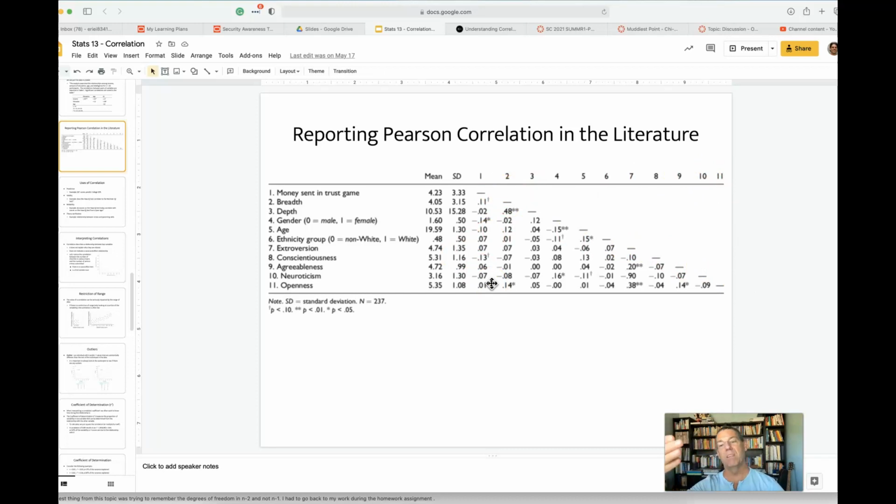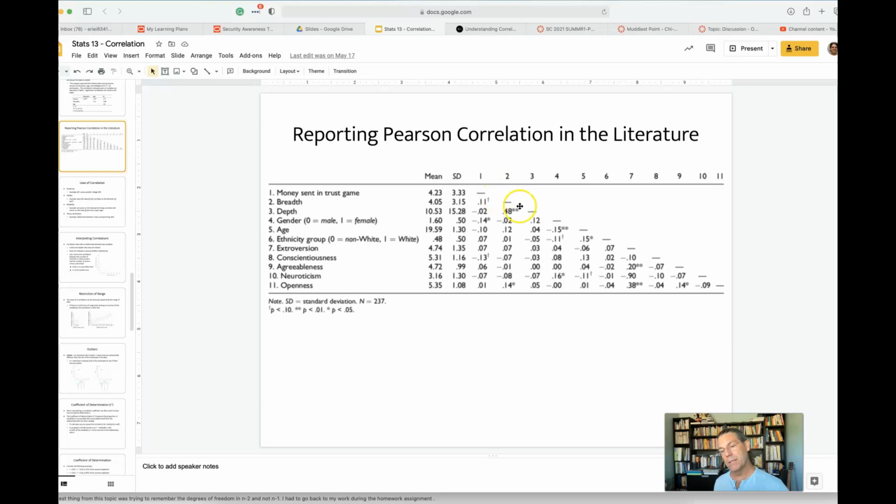So it would just be flipped over, and you'd have a 0.11 here, a negative 0.02 here, a negative 0.14 here, and all of these are correlations of variable 1, money sent in trust game, with variable 2, 3, 4, 5, 6, 7, 8, 9, 10, and 11, which are all these variables here. So it just flips. Sometimes you'll see that. It's sort of unnecessary, so that's why most of them will just do it once.